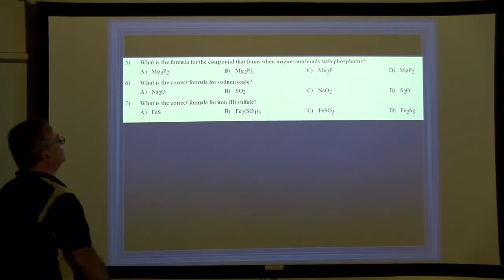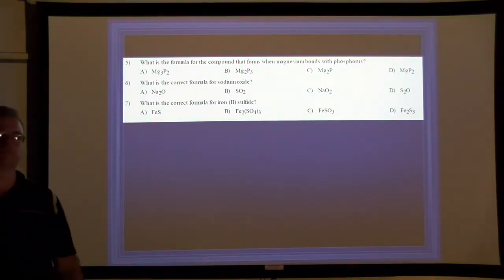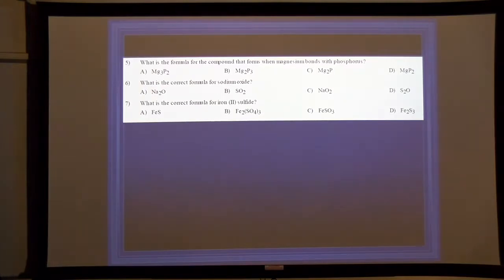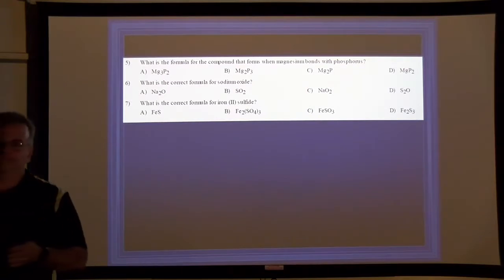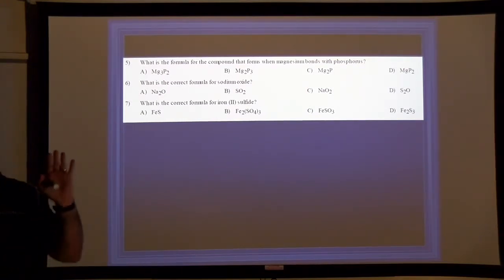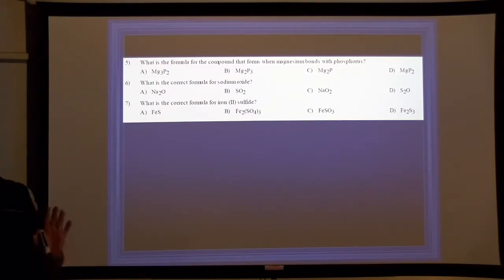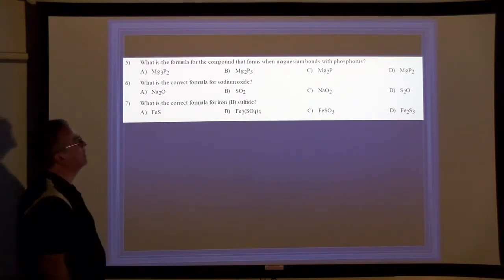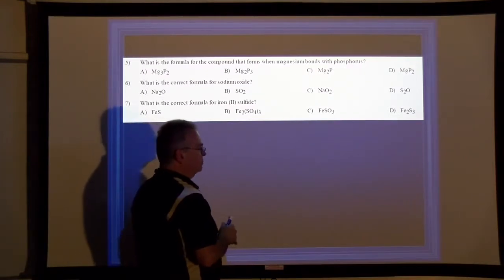What's the multiple choice question going to look like? Here you go. What is the formula for a compound that forms when magnesium bonds with phosphorus? So what do you need to figure out? Well, I need to get my periodic table out, right? I'm going to tell you, magnesium has a +2, and phosphide has a -3. Again, magnesium has a +2.